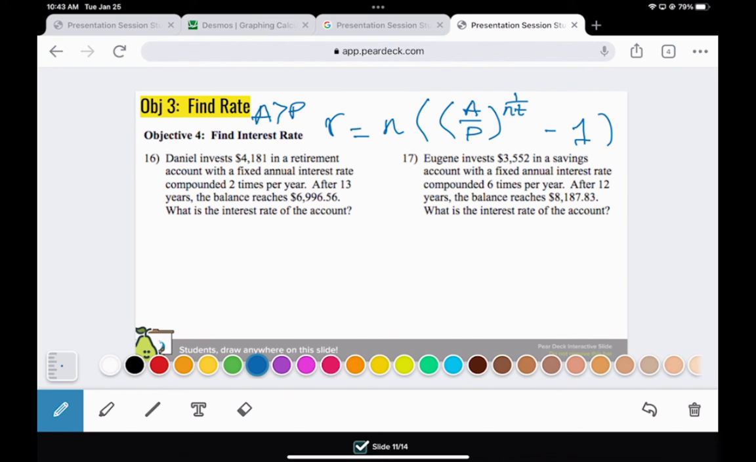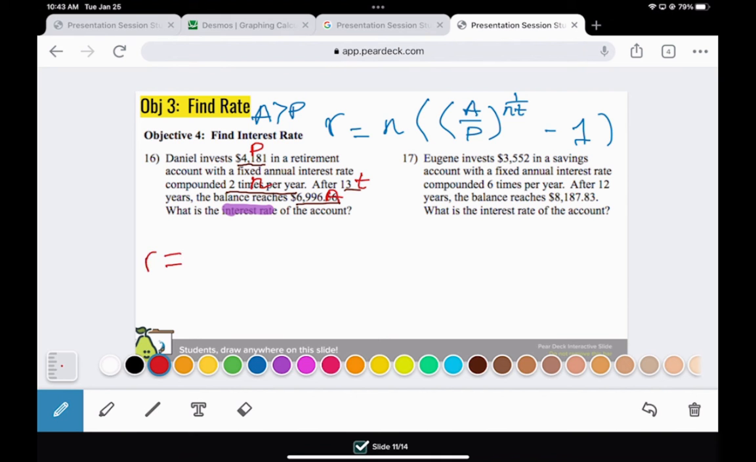So in here, say Daniel invests $4,181 in a retirement account with a fixed annual interest rate compounded 2 times per year. After 13 years, the balance reaches $6,996.56. What is the interest rate? The question said interest rate, so you need to figure out R. Let's identify which one is which. Between the dollar amounts, A is the bigger value, so this one should be A. $4,181 should be the P. N is 2 times per year, and T is 13 years.